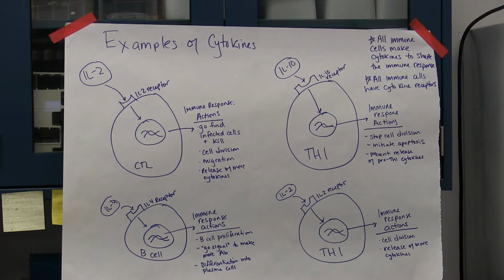Genes are turned on and off. And in case of our helper T cell type 1 here, instead of the IL-10 activating the cell, it's actually going to shut it down. So the immune response actions here are to stop cell division, to initiate apoptosis, which is the regulated programmed cell death, and also it will release more cytokines to suppress itself. And definitely stop the production of pro-T cell molecules like the IL-2.